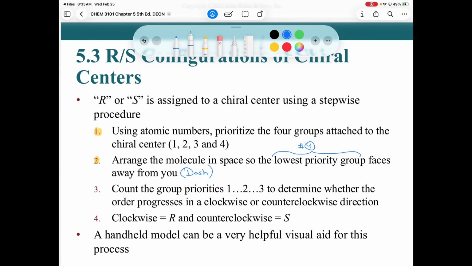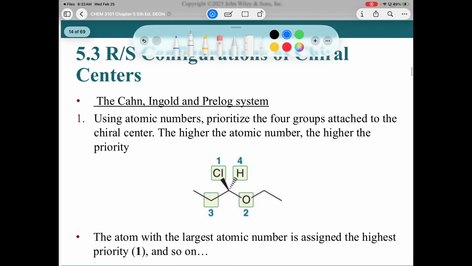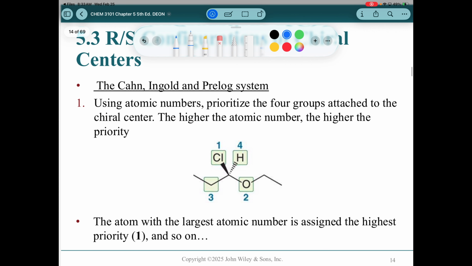Now, handheld models can be very helpful, but you are not allowed to bring handheld models into the quiz, okay? You need to know how to do this by looking at it on paper, which you are all more than capable of doing. And so if we take a look at this example here, I guess this is the same molecule that we had before, right? The chlorine is 1, the oxygen is 2, the carbon is 3, and so we go 1, 2, 3. And so this stereocenter is R because we're going clockwise. You with me on that?